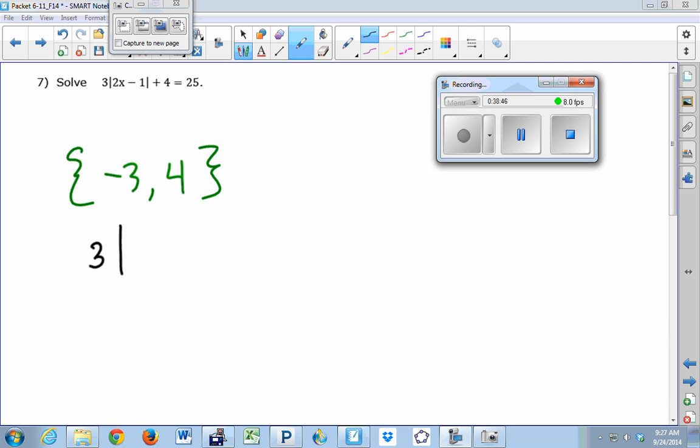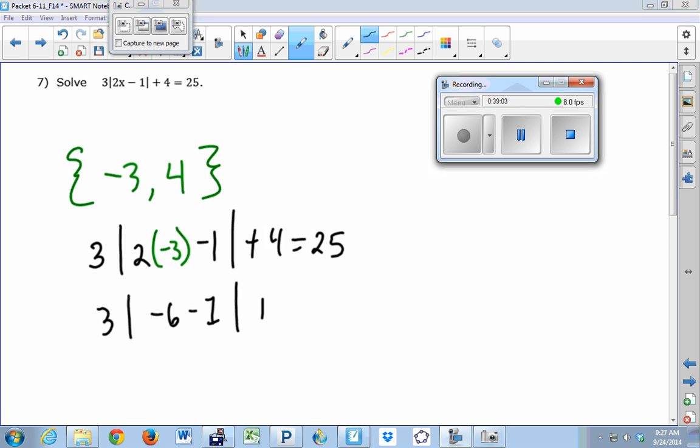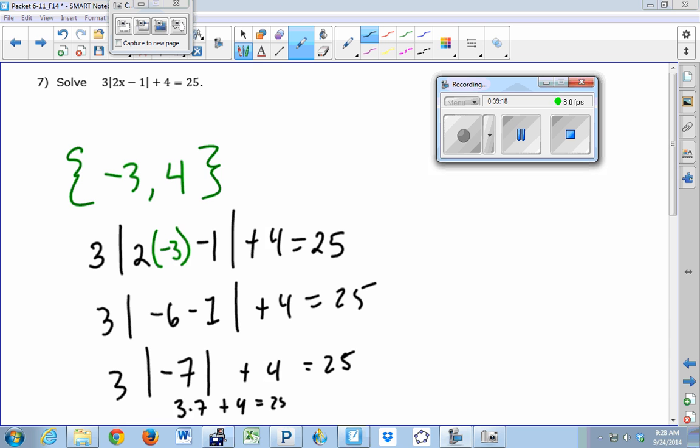So if you go back to your original equation and you plug in a negative 3, you can check this for yourself. You don't need me and you don't need the answers, right? So you just say 3 times, this gives you a negative 6. Take away 1 plus 4 equals 25. Notice what that gives you inside. A negative 7. The absolute value of a negative 7 is 7. So this gives me 3 times 7 plus 4 is 25. 21 plus 4 equals 25. If you go back and substitute a 4 in, you'll get 8 minus 1 is 7. You'll get exactly the same answer.